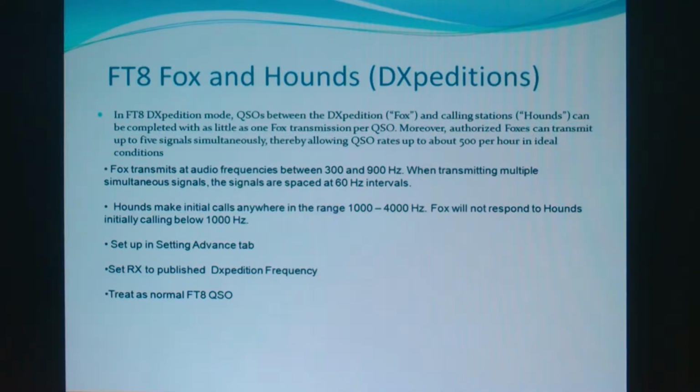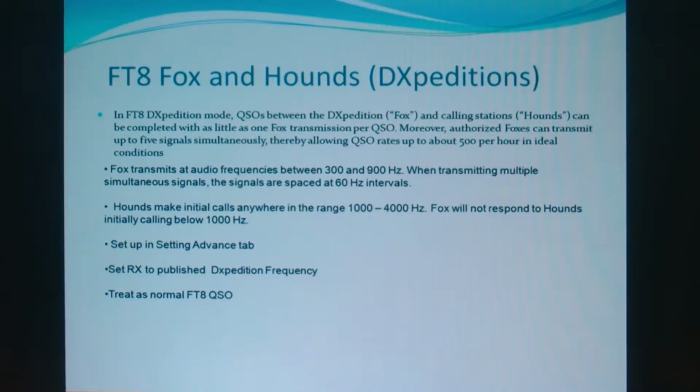I forgot to show you, but I'll show you how you configure this in the software. The software then works out that the Fox, the DX station, only transmits on frequencies between 300 and 900 hertz. It can transmit up to 5 carriers. Everybody else is in the range 1K to 4K. So you set the frequency up.